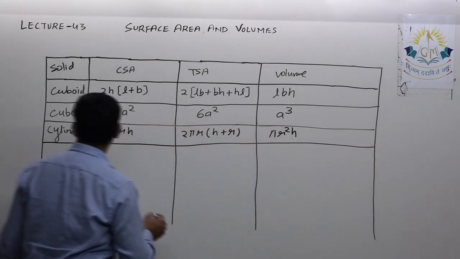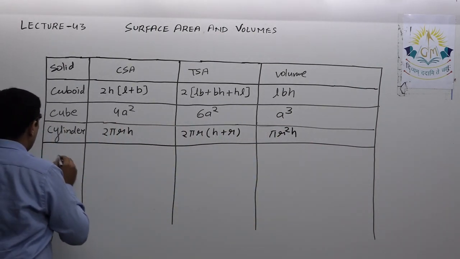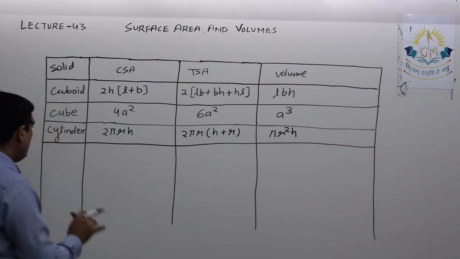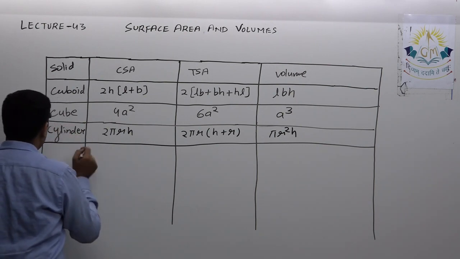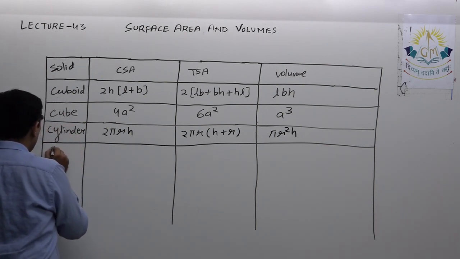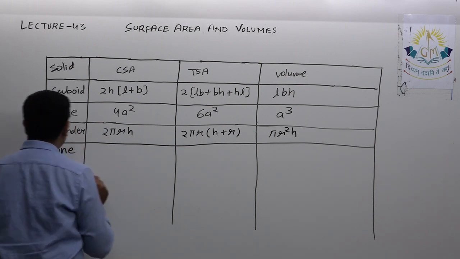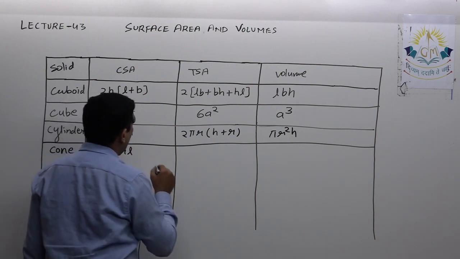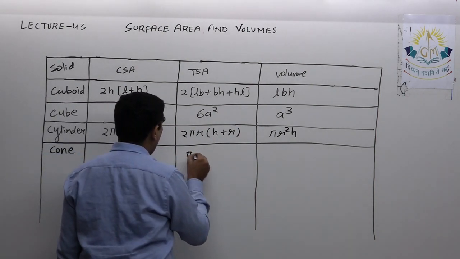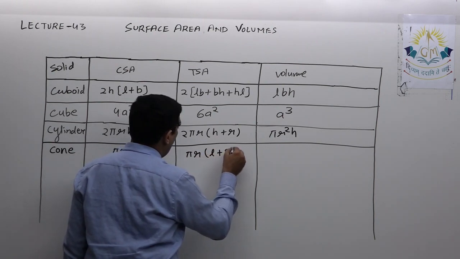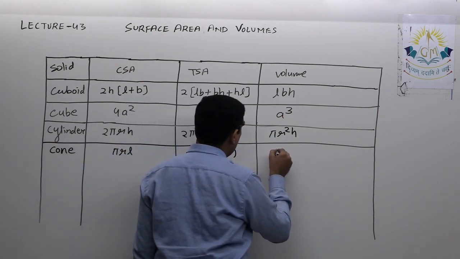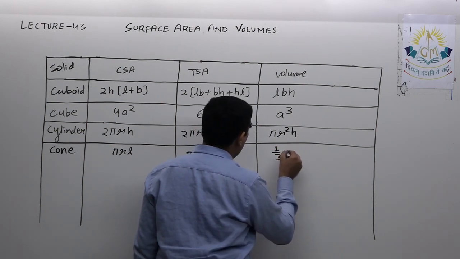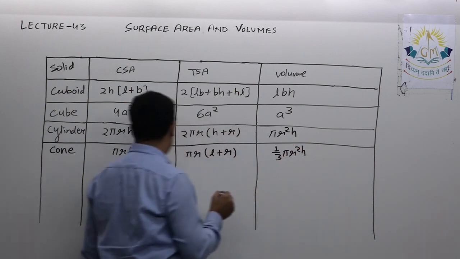Now, after cylinder, next is cone. I am skipping hollow cylinder here. Next I am writing cone. After cylinder, cone. So CSA is pi r l. Total surface area is pi r (l + r). Volume of cone is 1 by 3 pi r square h.